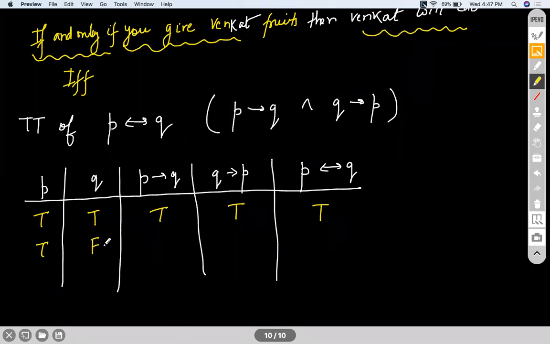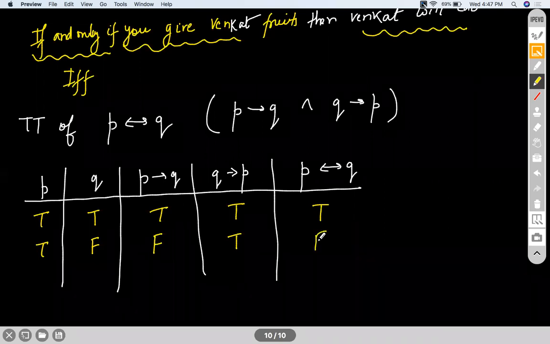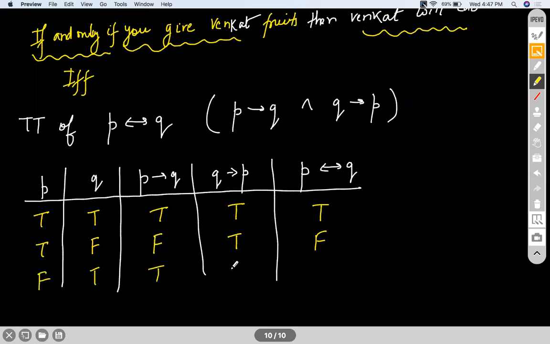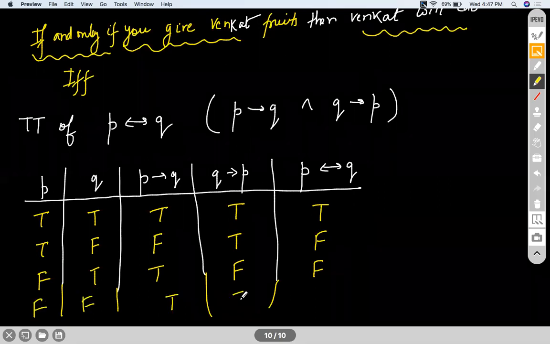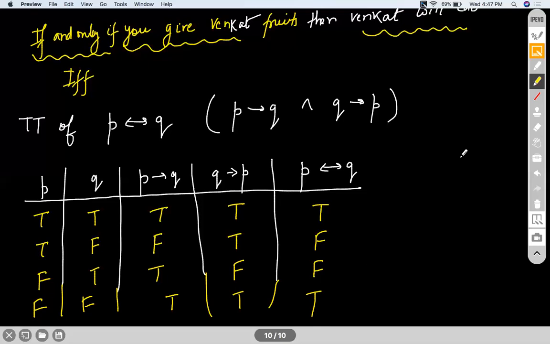So if this is true, this is false. First of all, bad husband. Good guy. The intersection, or you can say the conjunction of these two, will be false. False, true, good husband. Other way around, it will be a bad husband, and the conjunction of this will be false. And finally, when you have false, false, this will be true. This will also be true. And the conjunction of true is also true.